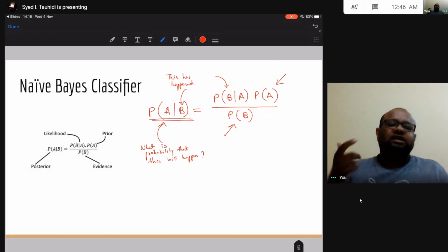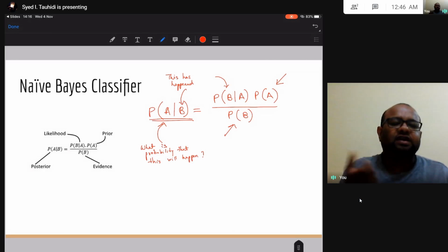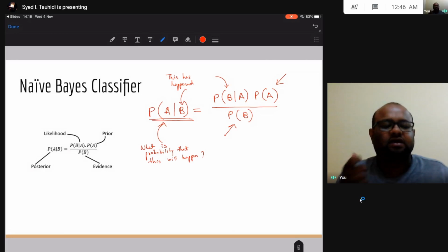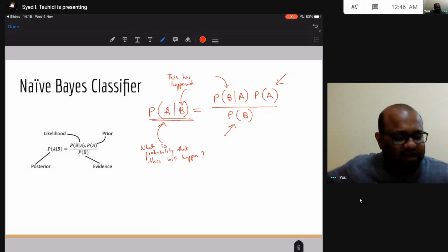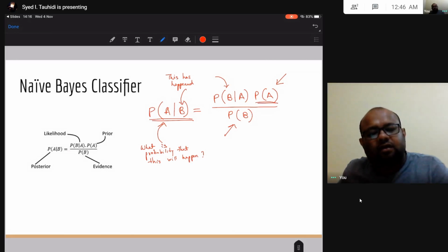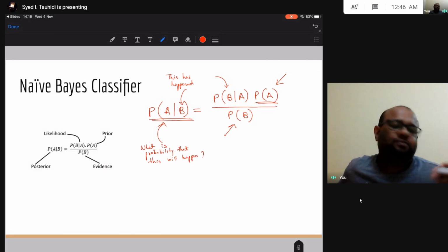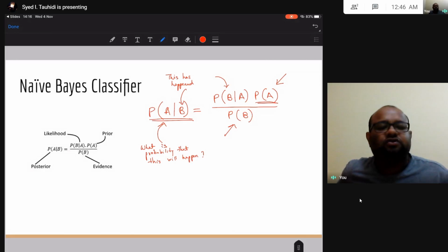Now, of course, this means that there is a relation between A and B. Given that B has happened, that changes the calculation of A. Otherwise, what is the probability of A? That is this prior. Okay. But then, because of this relation between A and B, things are going to change.